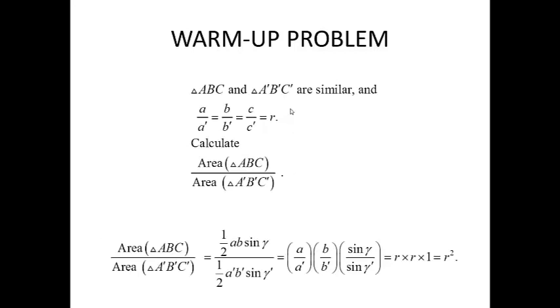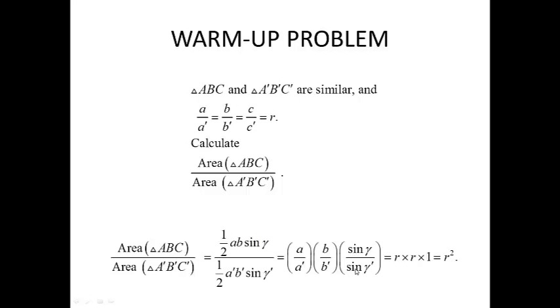In the second warm-up problem, I look at two similar triangles, and I am given that the ratio of their sides is equal to R, and my task is to calculate the ratio of the areas. To do this, I will simply write down the area of each triangle and rearrange this ratio such that I have ratios of the sides, A prime, B prime, and the ratio of the sides.